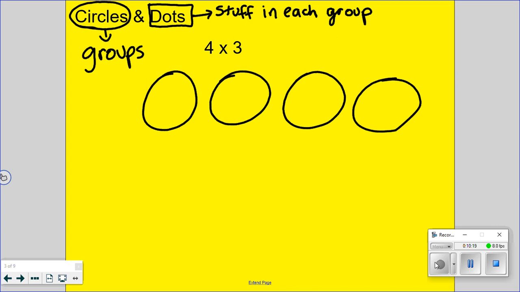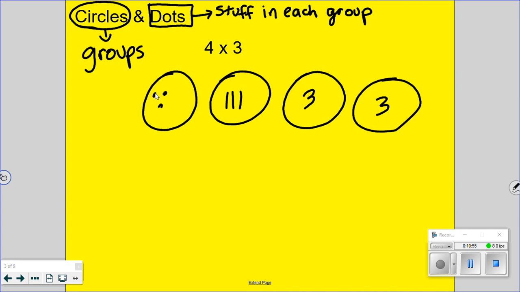That other part, 4 groups of 3, tells me that I have 3 things in each group. Now, I could do 3 dots. I could do 3 tallies. I could do the number 3. All of those are options. The choice is yours. If you would rather do dots, live your best life. If you'd rather do numbers, live your best life. If I'm writing, you are writing.